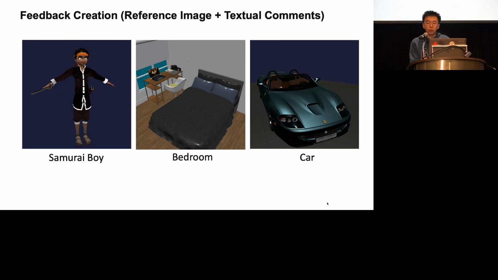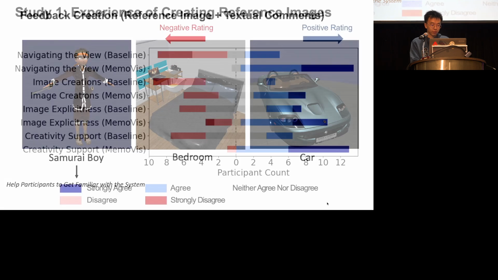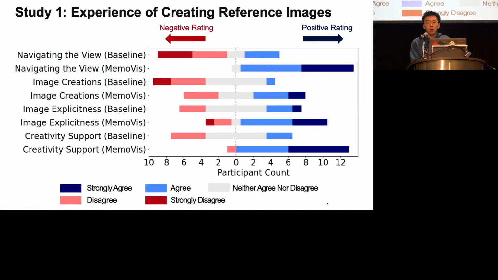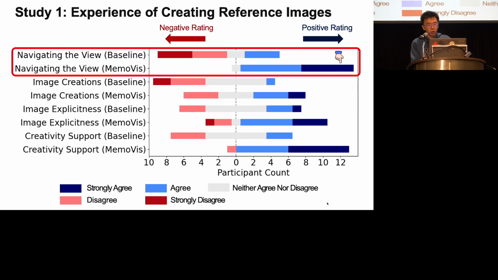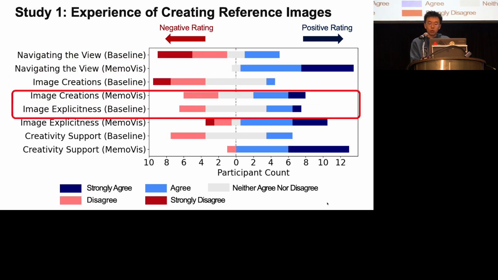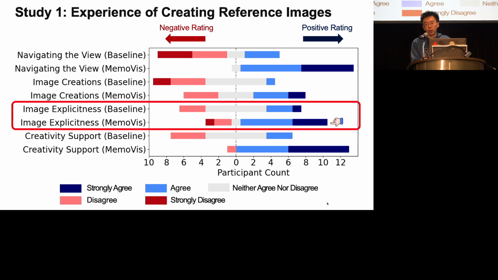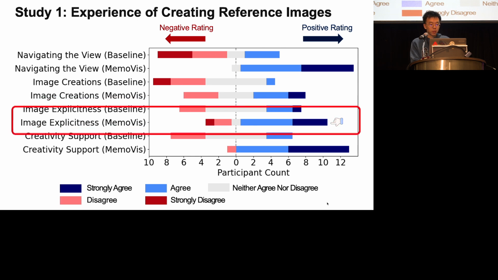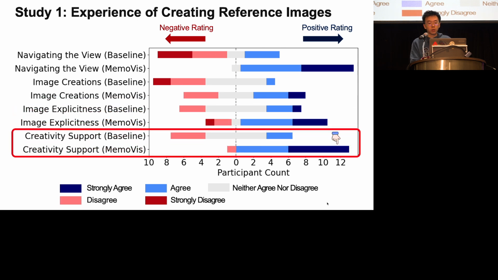Participants were required to create reference images along with the texture comments based on 3 3D models, where the first 3D model was only used for getting familiar with the system. Through our user study, we found feedback providers find it easy to navigate the view, to create the reference images, to appreciate the explicitness of the created reference images, and to gather fresh inspirations from the new feedback and ideas.